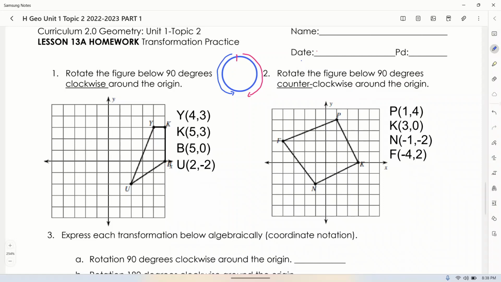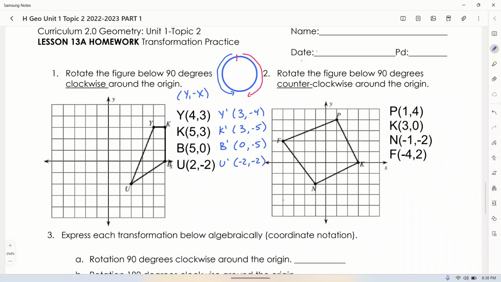Okay. So number 1 says to rotate the figure below 90 degrees clockwise. Well, when we rotate something 90 degrees clockwise, our coordinate notation is (x, y) goes to (y, negative x), and what that means is we transform all of these points. We're going to write the y first and change the sign of the x. Write the y first, change the sign of the x. And then we're going to go ahead and plot all of those.